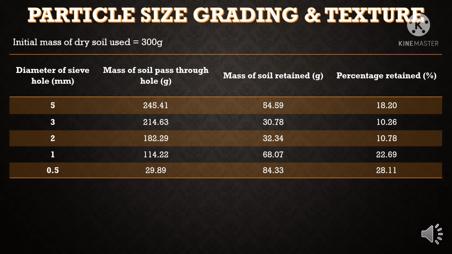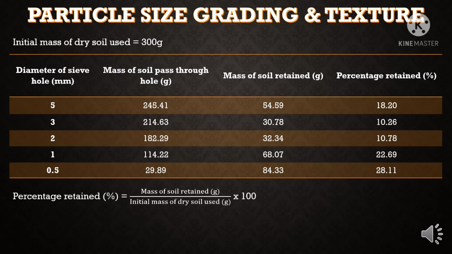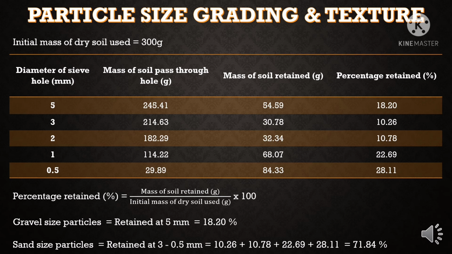continuously. And then, I get the percentage retained in percent by using the formula mass of soil retained over initial mass of dry soil used times 100. And finally, I get the gravel size particles, which I assume retained at 5 mm, which is equal to 18.20%, and sand size particles, which retained at 3 to 0.5 mm, which is equal to 71.84%.